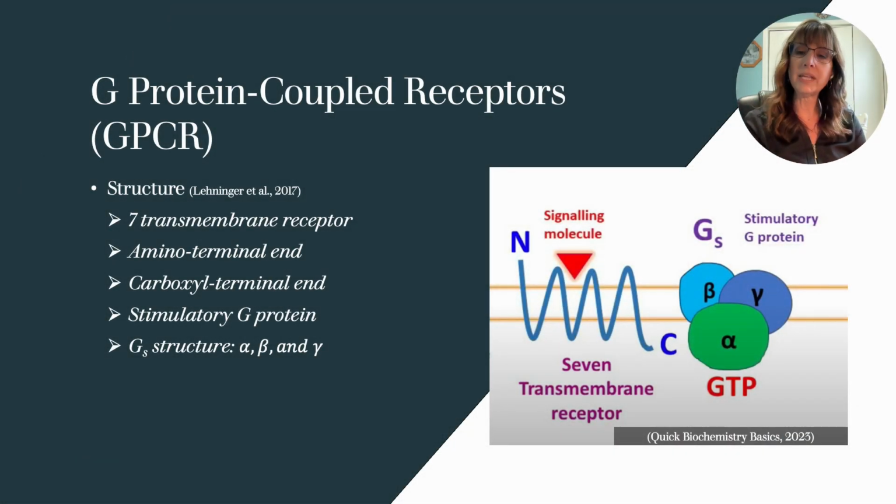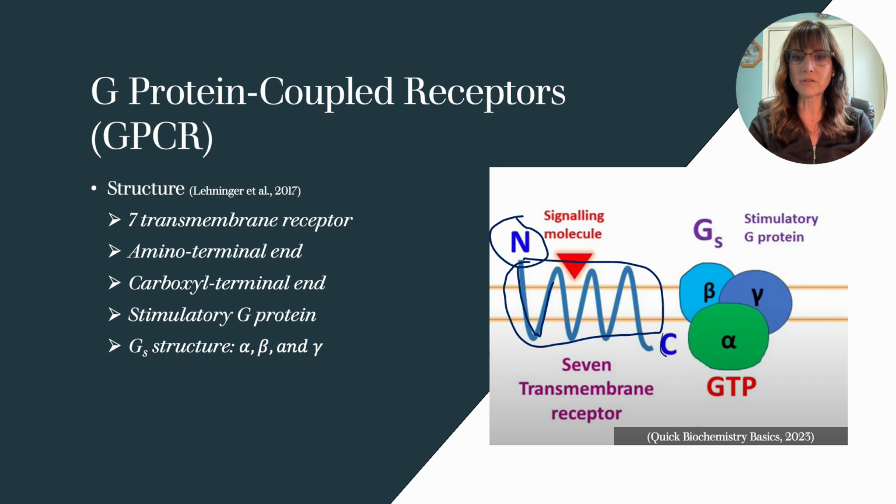Let's start with an examination of the G protein coupled receptor. In order to understand how it works, you need to understand its structure first. So what we see in this diagram is that it is a 7-transmembrane receptor. That simply means it spans the membrane 7 times. The amine terminal is outside of the cell, and the carboxyl terminal is on the inside of the cell.